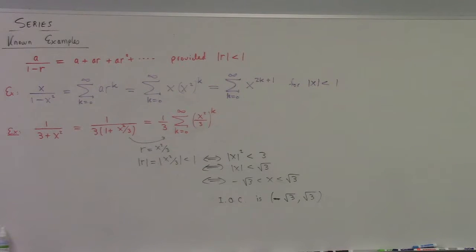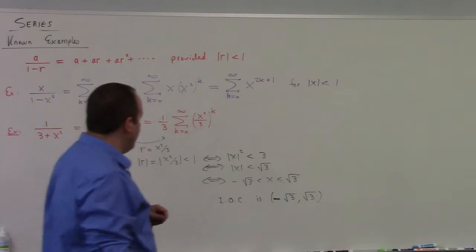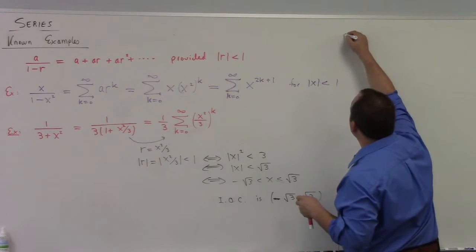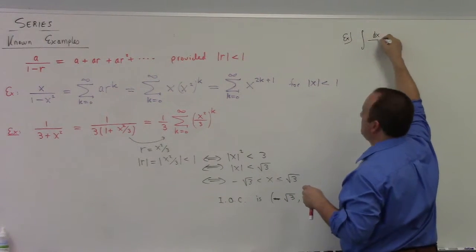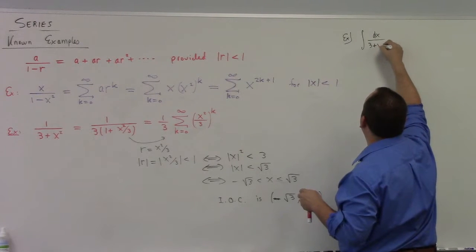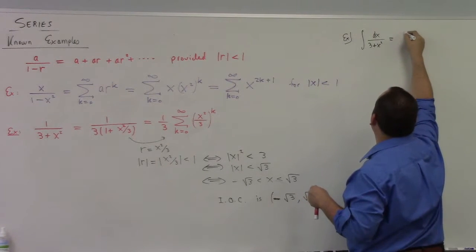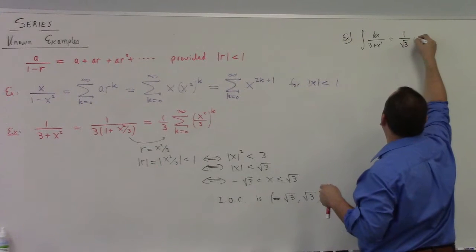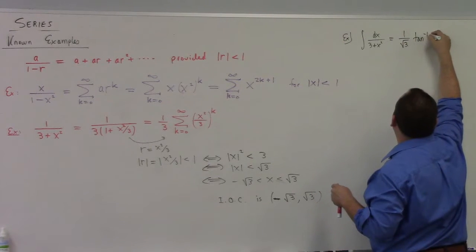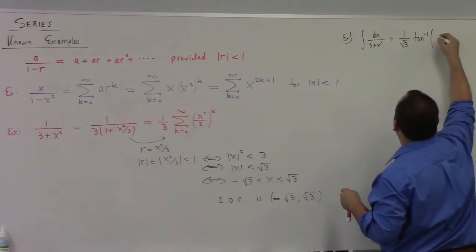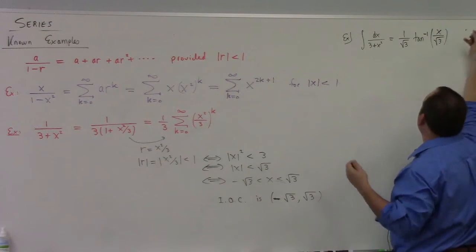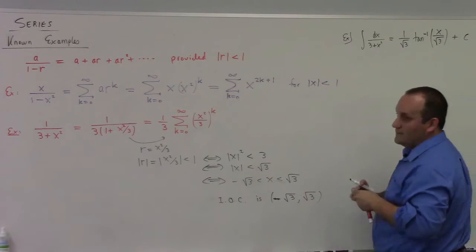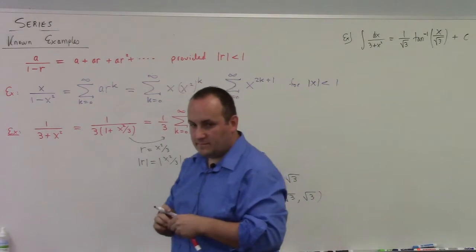Can you integrate that? What's the integral of dx over 3 plus x squared? Well, I will tell you what it is. It's 1 over root 3 inverse tangent, or arctangent, if that's how you like it, of x over root 3 plus a constant. Fine. That is the integral.